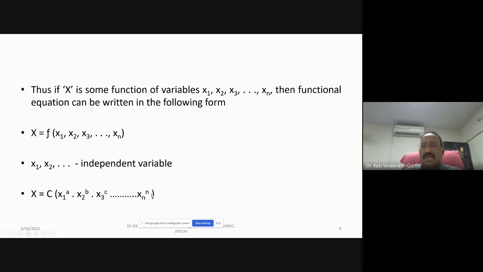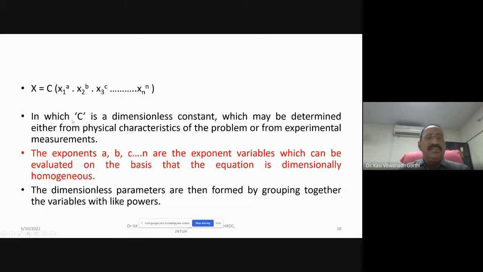What you need to do in this exponential equation: you now have exponent variables a, b, c, and n. These are exponent variables. Okay, so c is a dimensionless constant, and this constant may be determined by making use of the physical characteristics of the problem. Sometimes even from experimentation we will be able to arrive at the value of c.